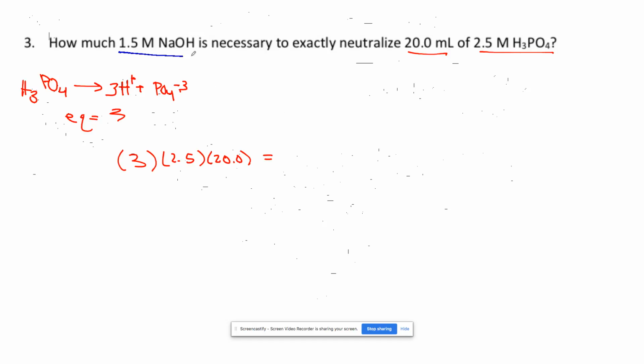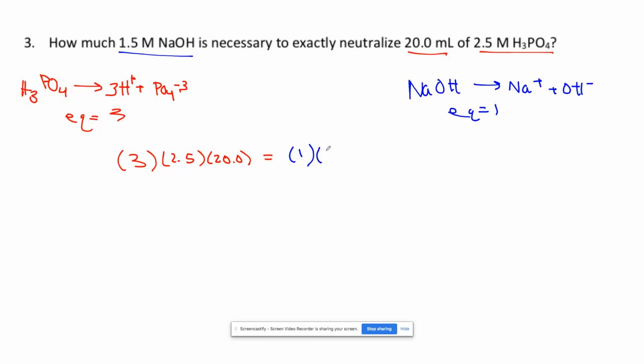Base. There's the molarity of base. We don't know volume, but I do need to figure out equivalences. So again, you might just see it. If I ask you to prove it, you need to do it like this. So the equivalence of that is a 1. There's my 1. My molarity of the base is 1.5 molar, and I don't know the volume of the base.